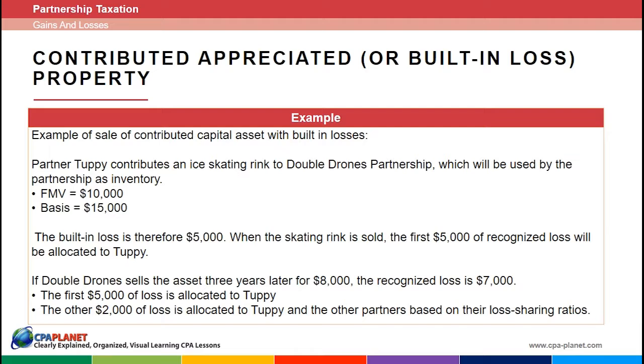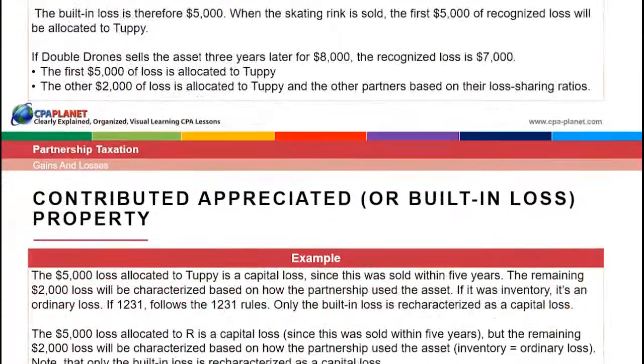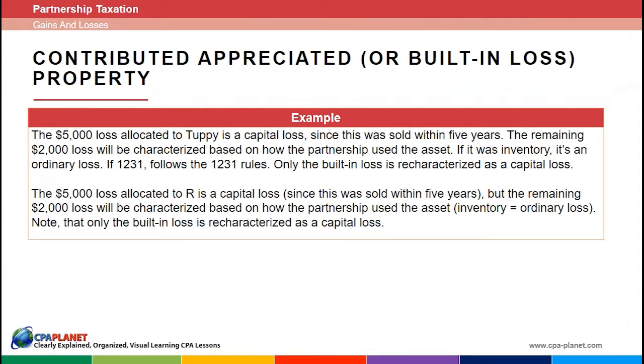The remaining $2,000 of loss is allocated to Tuppy and the other partners based on their loss-sharing ratios. The $5,000 loss allocated to Tuppy is a capital loss since this was sold within 5 years, and the remaining $2,000 loss will be characterized based on how the partnership used the asset. If it's inventory, it's an ordinary loss, or if it's capital, it's a capital loss, but the remaining loss is characterized depending on how the partnership used it. Note that only the built-in loss is recharacterized as capital loss.